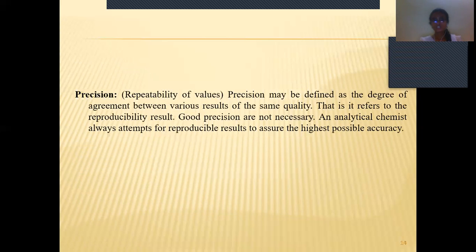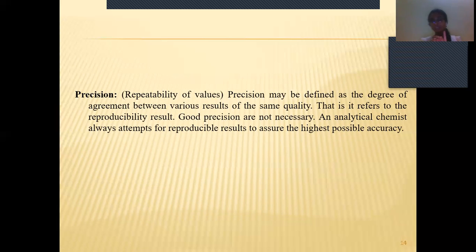Next, precision, which is the repeatability of the value. If a person has done more experiments, say 3 or 4 times, then every time the person should get the same values. For example, if the person did the experiment 3 times, the first time he got 10. Just think, the first time he got 10 points.